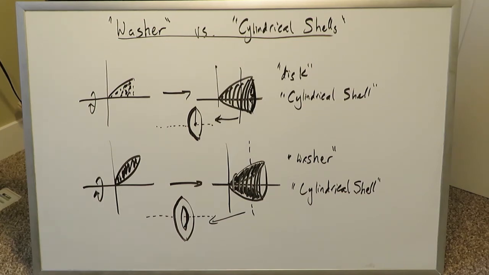I am Mr. Ish. We're looking here at a good comparison video: washers versus cylindrical shells with regards to volumes that are generated when curves are rotated around a line of axis or a line of rotation. Very quickly, look here at this top diagram.